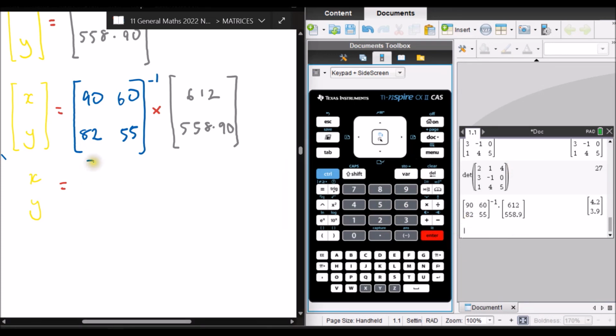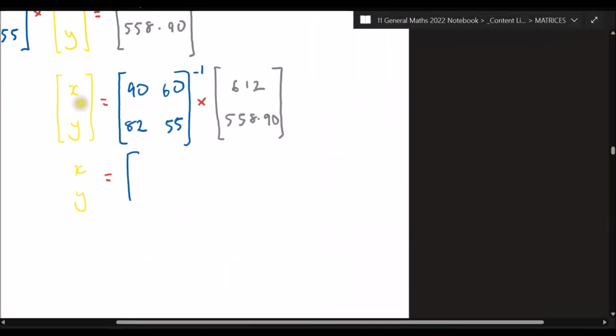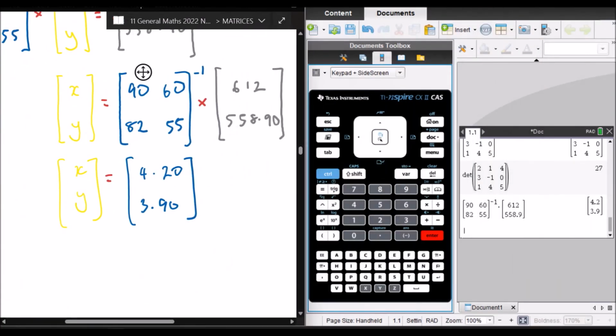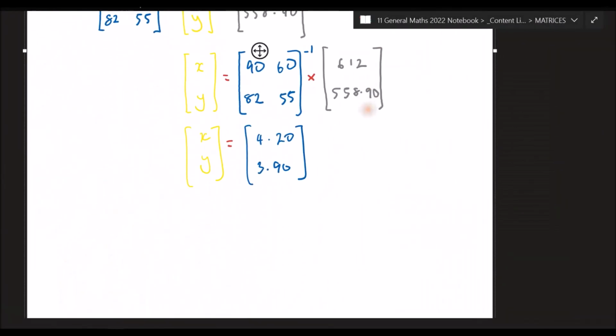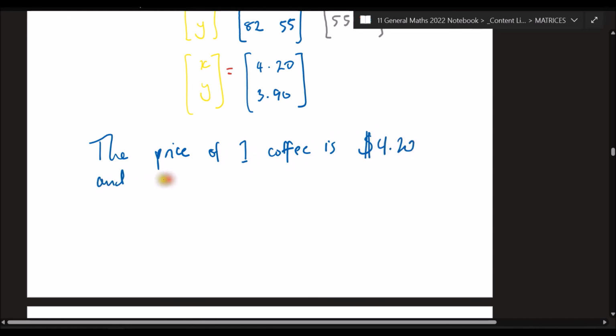So for the values of x and y, let me fix this up. Okay, so I've got $4.20 for one coffee and $3.90 for a tea. All right, and that's technically all you've got to do now. You should write your answer in sentence form, so let's do that. The price of one coffee is $4.20, and one tea is $3.90.